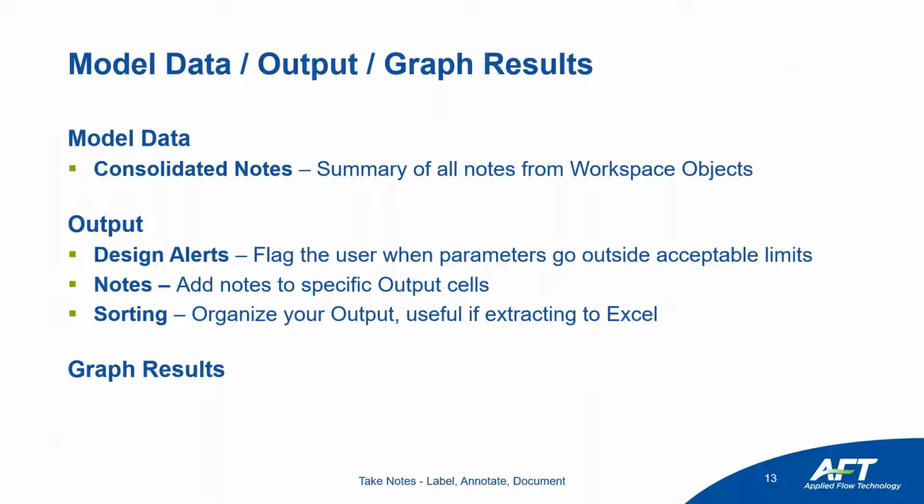So again, in review with output, we have our design alerts, which should flag us automatically anytime we go outside of our acceptable limits. Most often, that's a maximum velocity, maybe a maximum pressure or minimum pressure. We can add notes to specific output cells to provide more context. We can sort our output, so that if we extract it to Excel or if we're trying to identify the most problematic areas, we don't need to bring it into Excel to filter it and to sort it further.